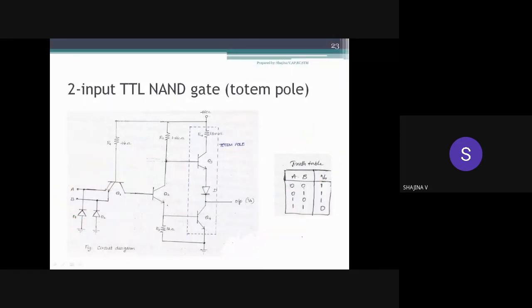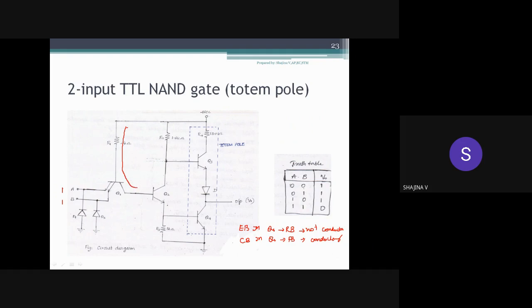Look once more. So simply, this much has been said. When both A and B are equal to 1, this emitter base junction of Q1 will be reverse biased, or we can say it will not be conducting. Okay. Whereas the collector base junction of Q1 will be in forward biased condition. That means that part is conducting. Okay. So we can say there will be a current flow from VCC to this resistor.